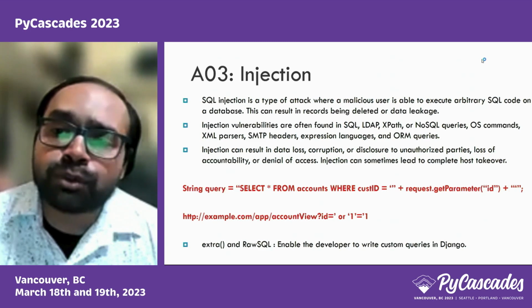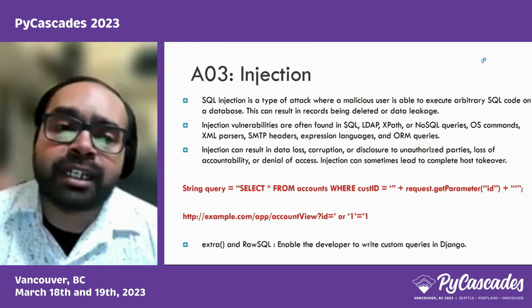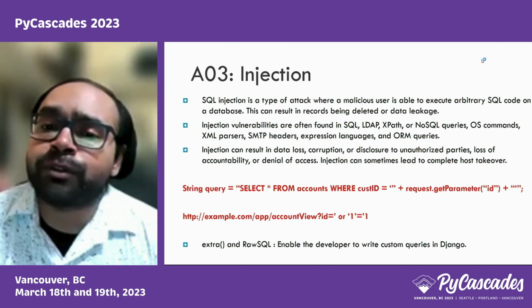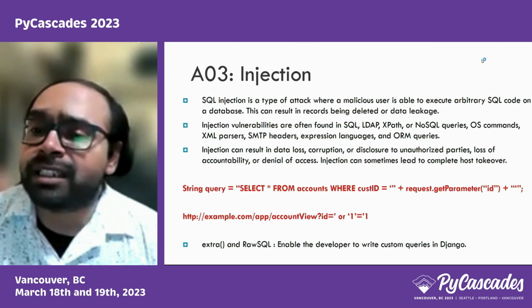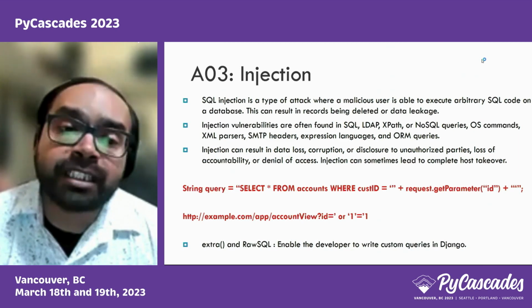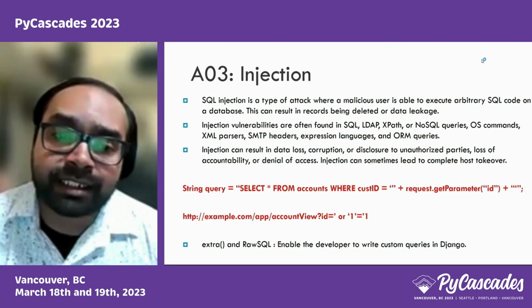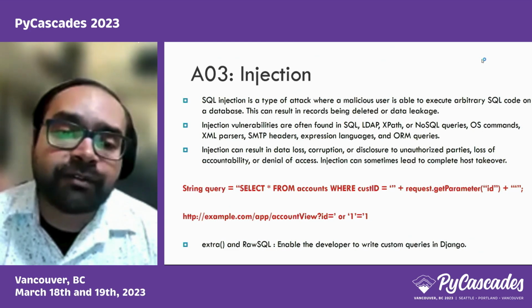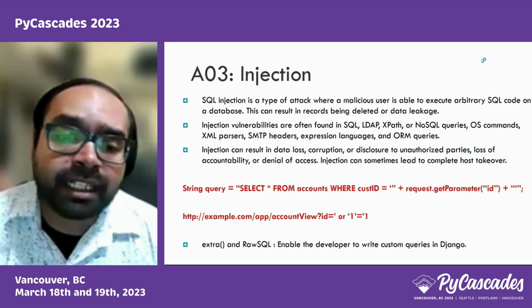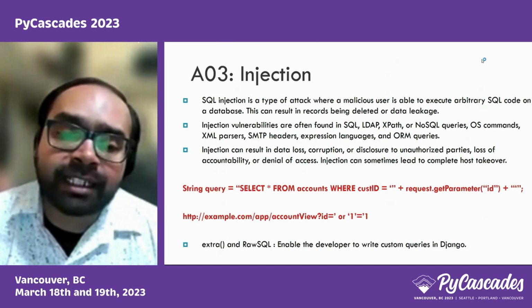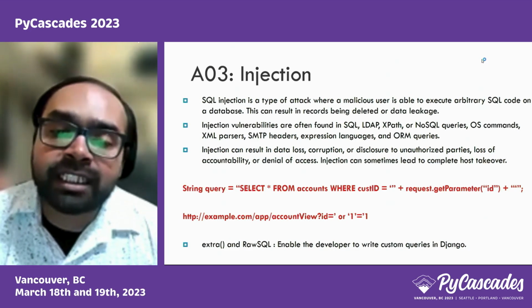So it is one of the most widely known vulnerabilities. Injection vulnerabilities are often found in SQL, LDAP, XPath, and NoSQL queries. Even they are present in operating system commands, parsers, etc. Now you can see here that there is a valid query. The first one is a valid query: select star from accounts where customer ID is equal to the ID. But the second one is the URL.